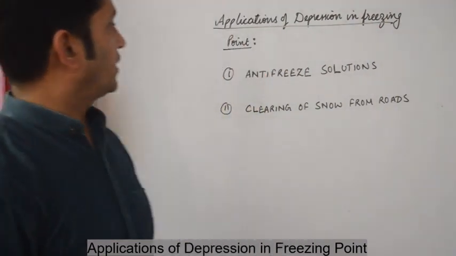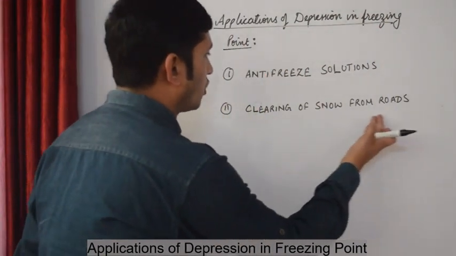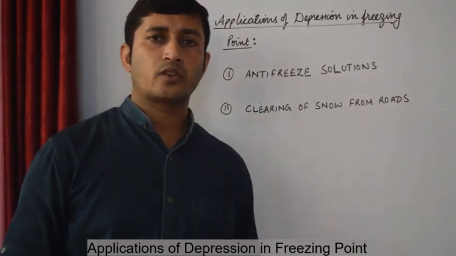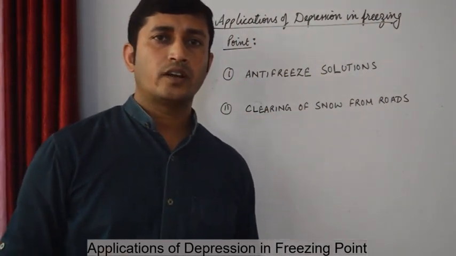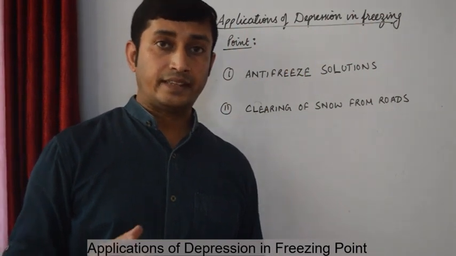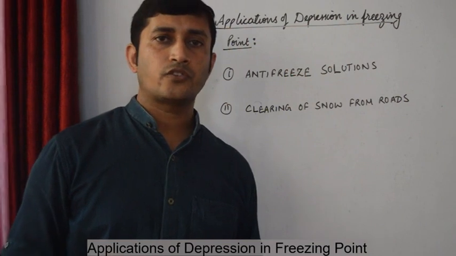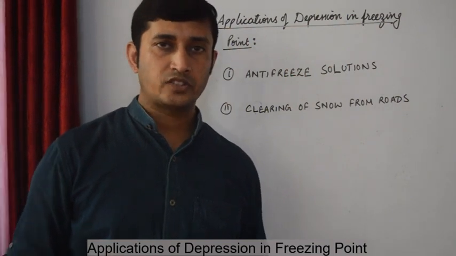The second application is clearing of snow from roads. Salts like sodium chloride or calcium chloride are scattered over snow covered roads. These salts reduce the freezing point of snow, as a result of which the snow melts off.